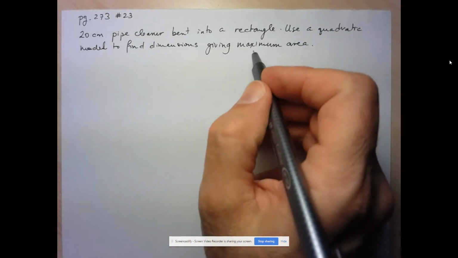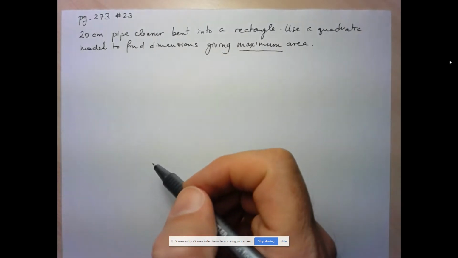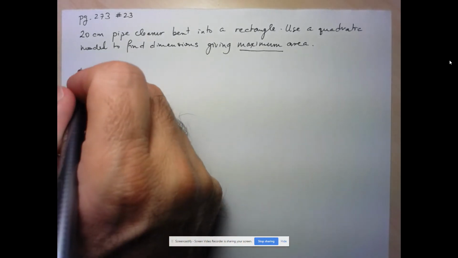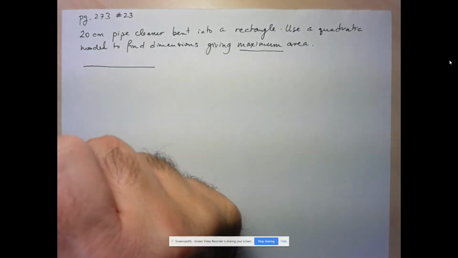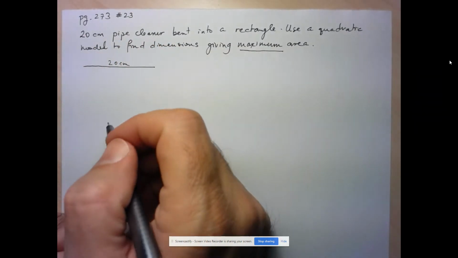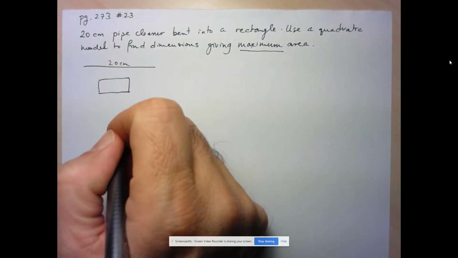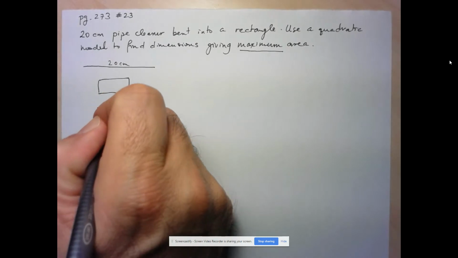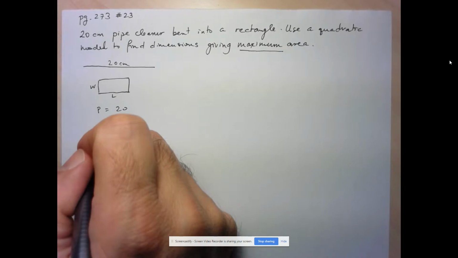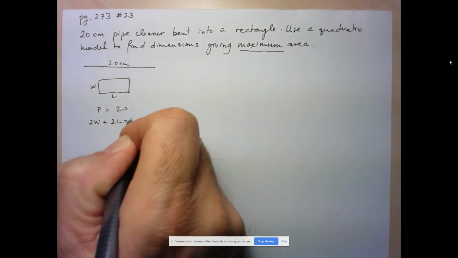Now, first of all, I noticed the word maximum in there, so I should be thinking that I will be finding the vertex of a quadratic function in order to solve this problem. So here what we have is a 20 centimeter pipe cleaner and it's being bent into the shape of a rectangle. That means that the perimeter is equal to 20 centimeters. So if I label my rectangle length and width, that means that 2 times the width plus 2 times the length is equal to 20.